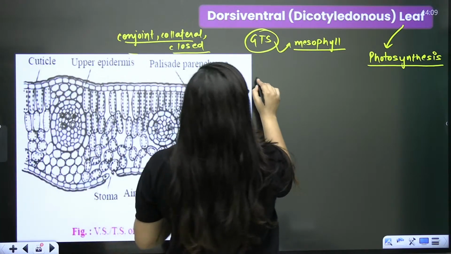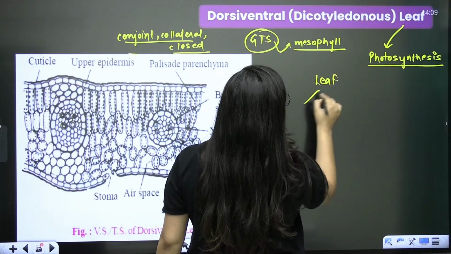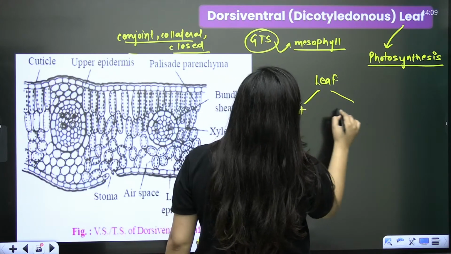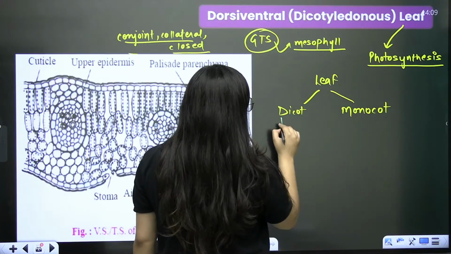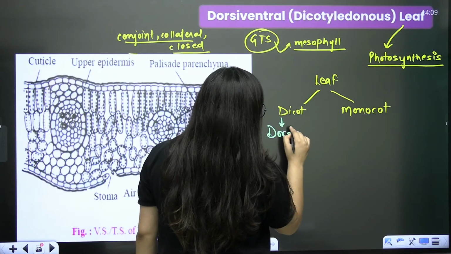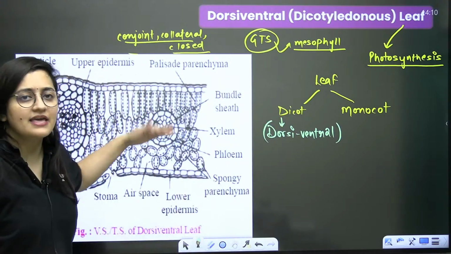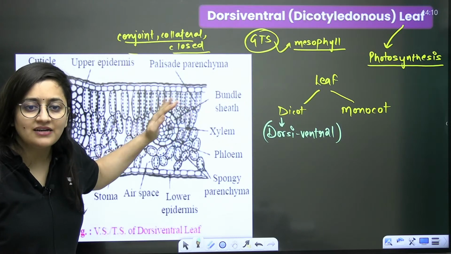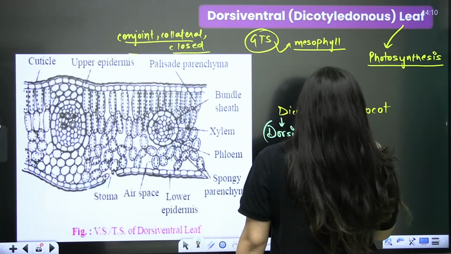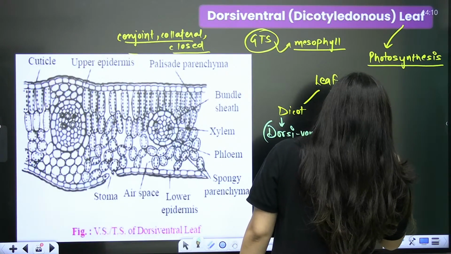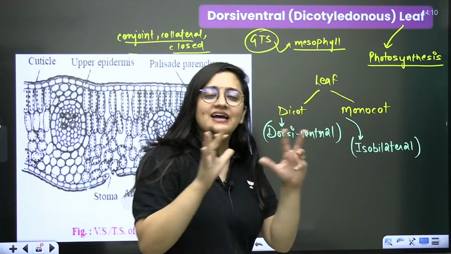Here, when you look at the epidermis, we have two types of leaves. One is your dicot, another is your monocot. D for dicot, D for dorsiventral. Here the leaf is dorsiventral. Both the faces are not the same, they are different. The stomata distribution and the type of cells present are different here. And in the case of monocots, the leaves are isobilateral, or they are also known as equifacial. Both the sides are the same.